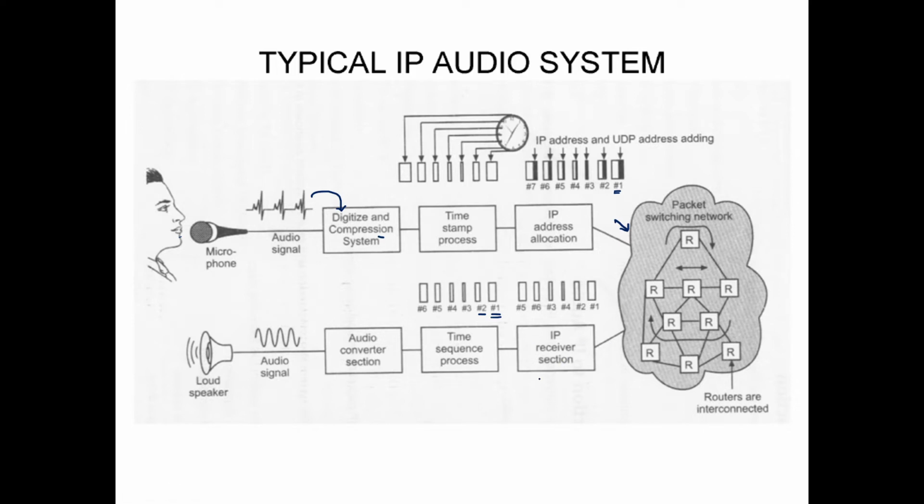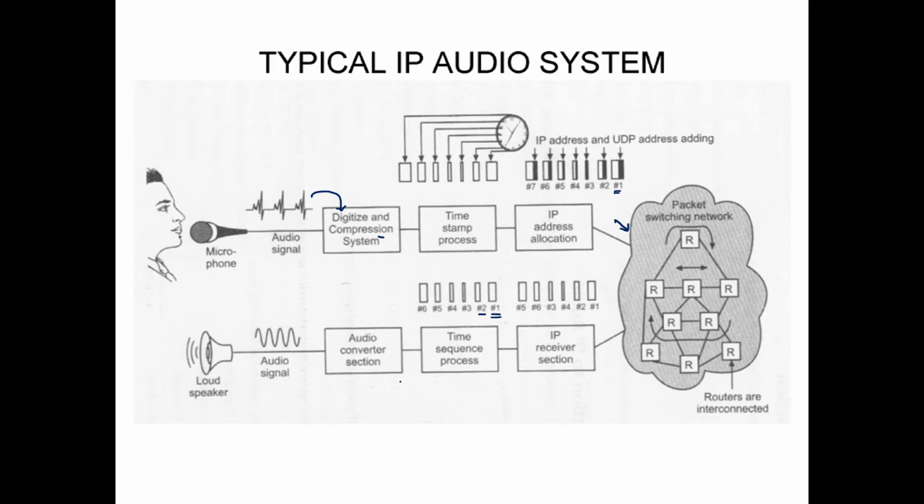Here, our IP receiver section receives only that packet, and it is given to the time sequence process. This time sequence process will ensure that whatever sequencing of packets was used while transmitting is the same while receiving. So even if you have received your packet 5 first and packet 3 later, it will put packet 3 first and packet 5 later, like that.